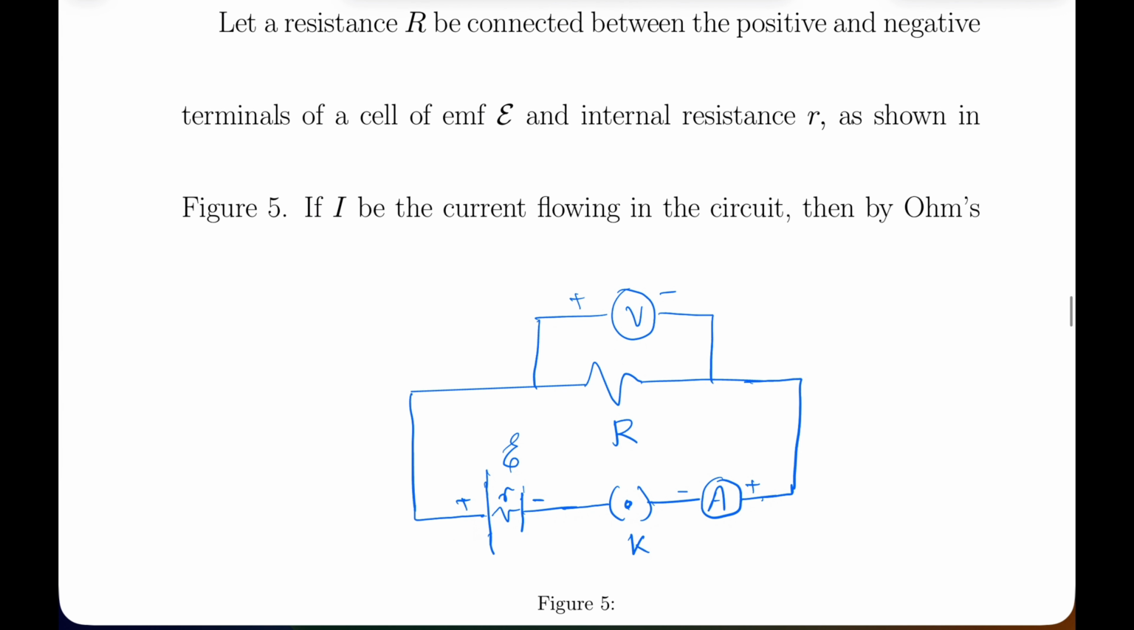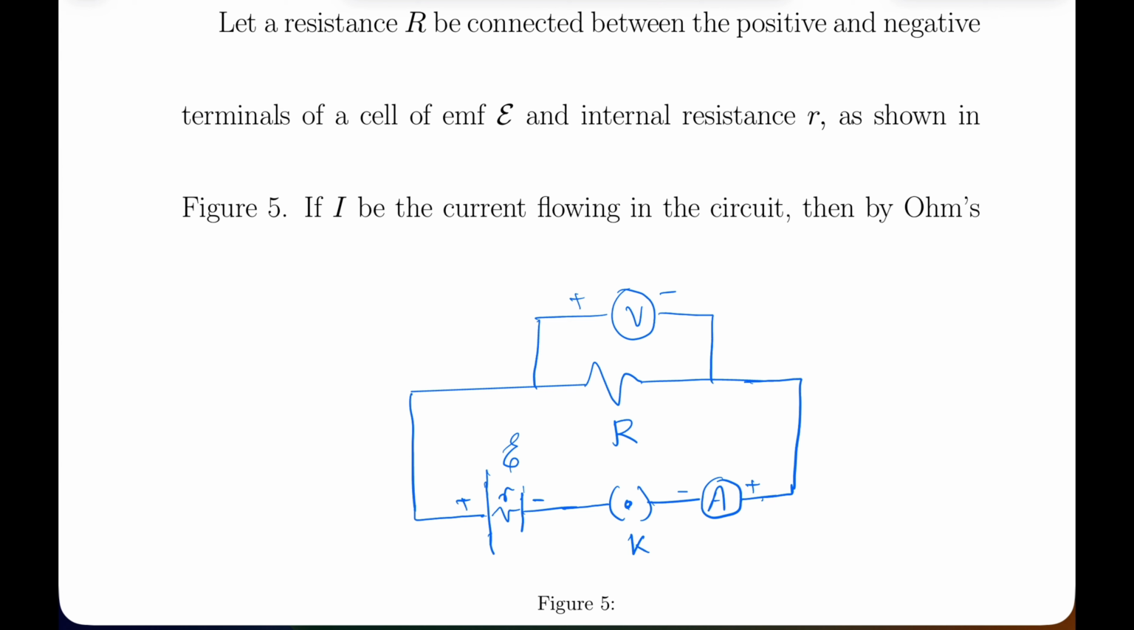See in figure 5, we have a resistance R. To measure the potential drop across it, we have a voltmeter across it. You know that a voltmeter is always connected parallel to the resistance. We have a cell of EMF E of internal resistance small r, and this is the ammeter connected to measure the current through the circuit.